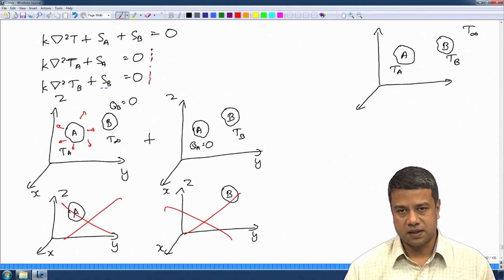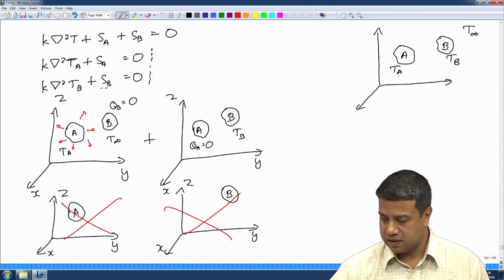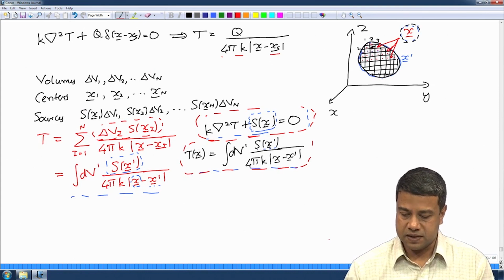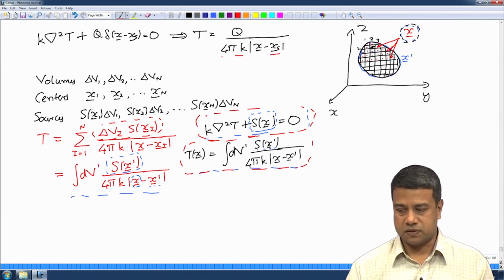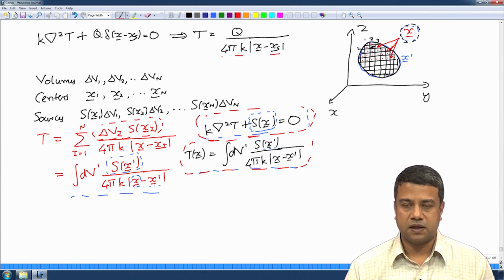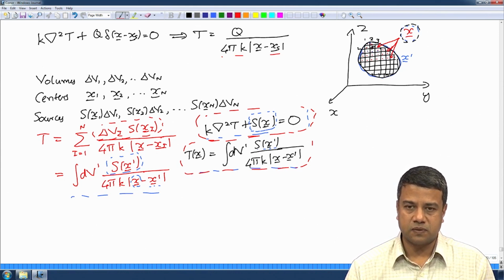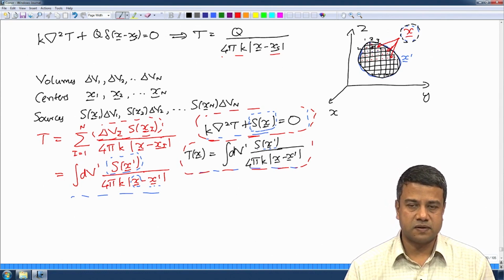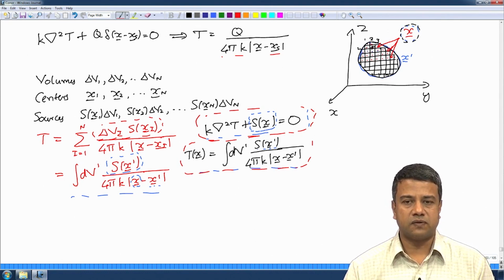So, therefore, in the case of delta functions, the superposition is simple, it yields useful results, and it can be used for cases where you have a distributed source. If you have a distributed source, you can separate that source into small infinitesimal volumes. And the entire heat generated within that volume can be placed at its center, because the volume itself is going to 0. So, the heat generated from that volume approximates a delta function as the volume goes to 0.